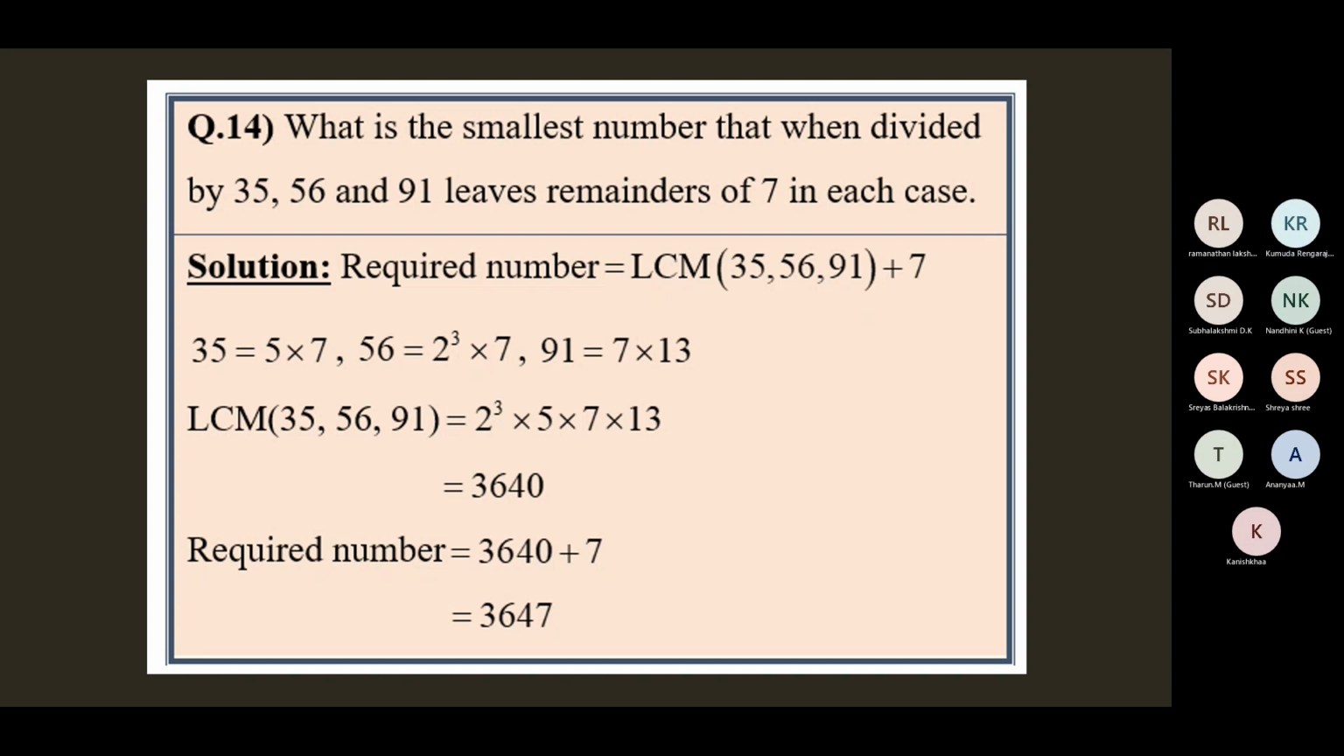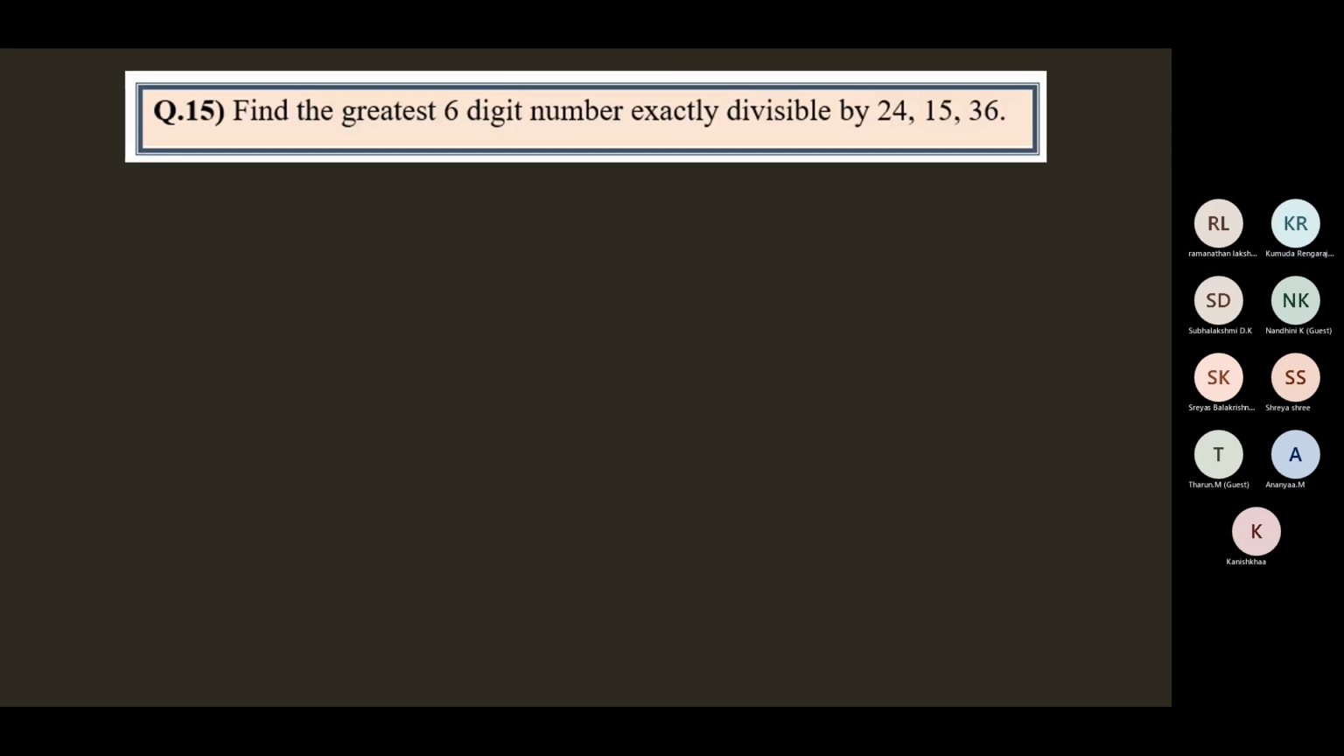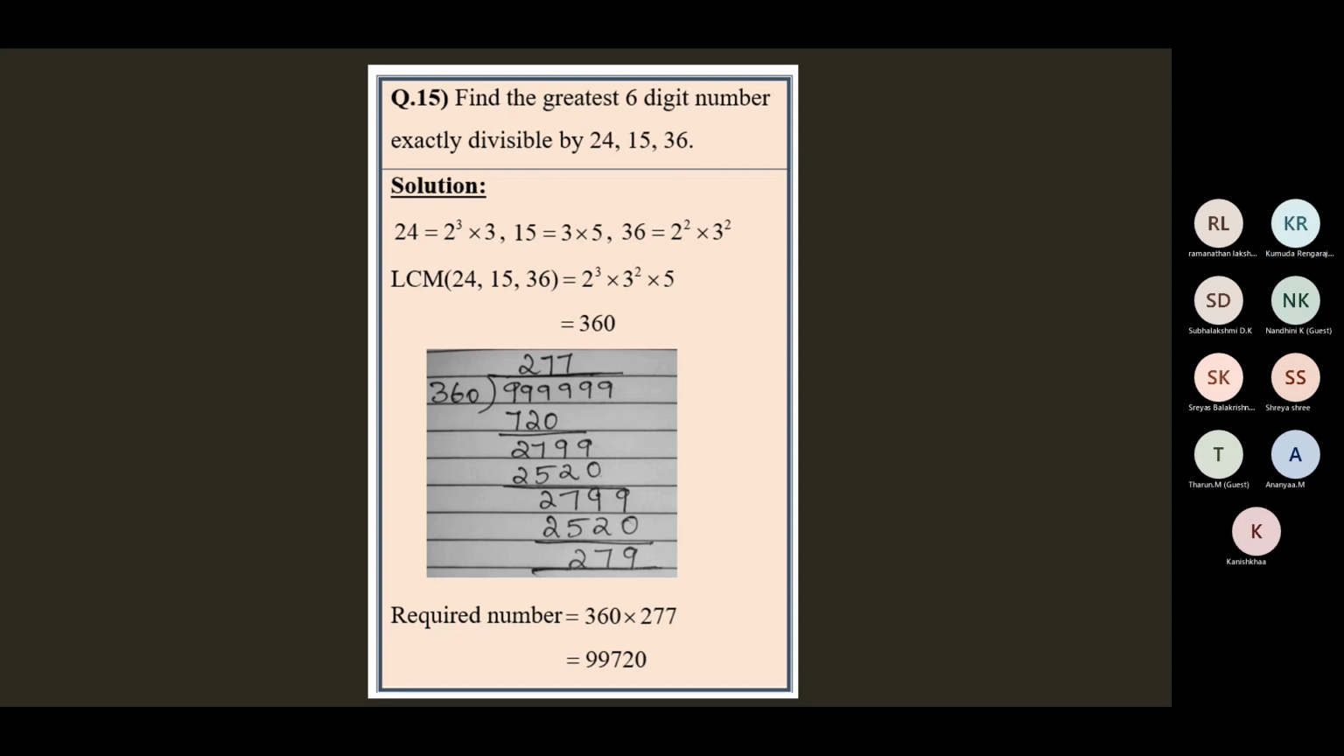All right. Greatest 6-digit number, exactly divisible by these three numbers. So find the LCM, and then you should find that multiple of the LCM which is the greatest. See, the number need not be the greatest 6-digit number. That number which you find should be the greatest 6-digit number that's exactly divisible by these three numbers.